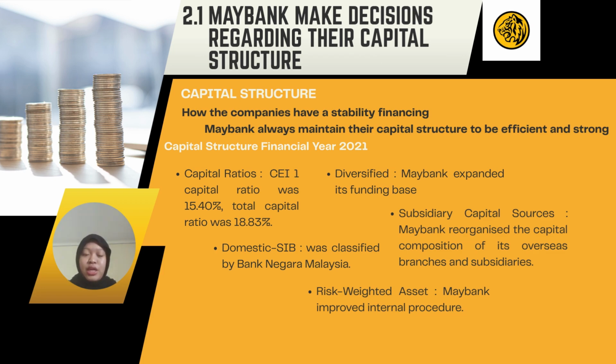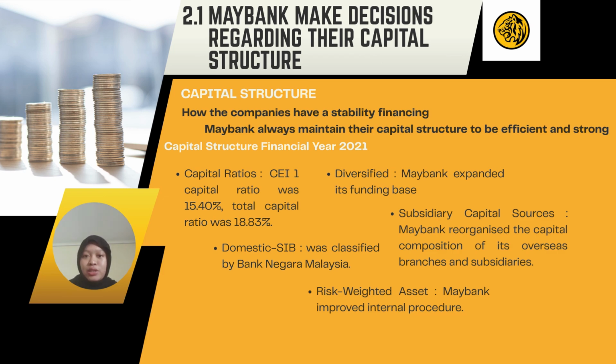long-term growth potential. In 2021, Maybank continued to maintain a strong and efficient capital structure. These structures support the bank's legal obligations while promoting sustainable and profitable growth. Let's break it down into two key areas: first, regulatory compliance and capital adequacy; second, capital optimization initiatives.